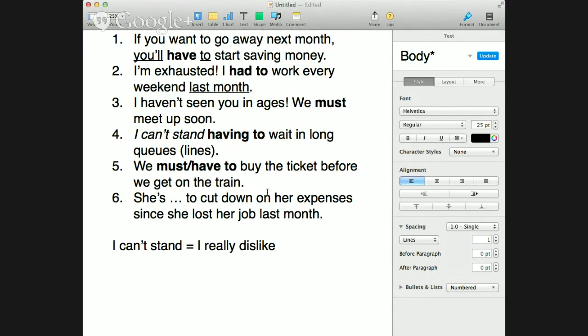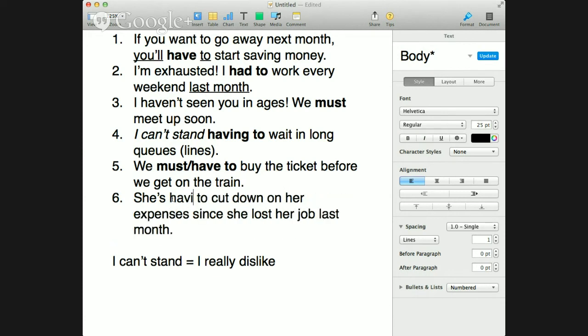Number 6. This is for Valerio. All right. She's having to cut down on her expenses since she lost her job last month. Very good. Excellent. It could also be she's had to. Either of those is fine. But we know that it's not must because it's last month and you've got a to after there.